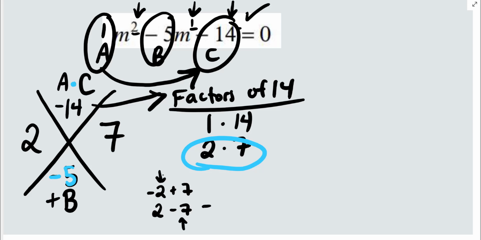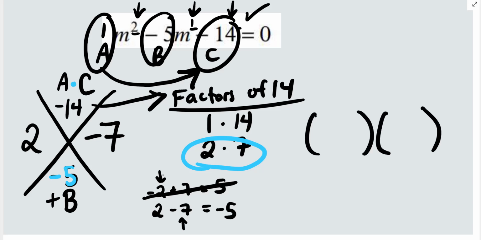In this case, it would have to be with the 7 because that equals negative 5. If we did negative 2 plus 7, that's positive 5, and that's not going to work. So in this case, 7 is negative. Now we're going to write two sets of parentheses. We're going to put the variable that we're using. The variable we're using is m. And then we're going to put the answers, which is positive 2 and negative 7.